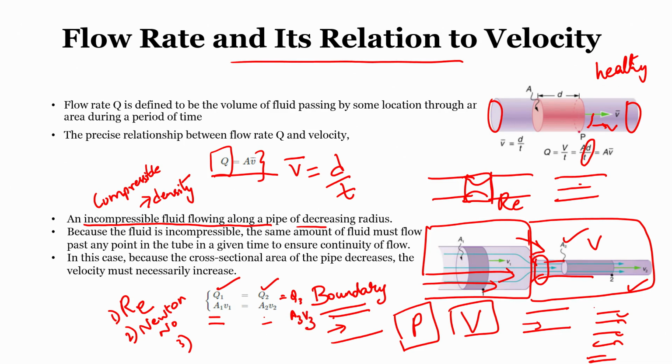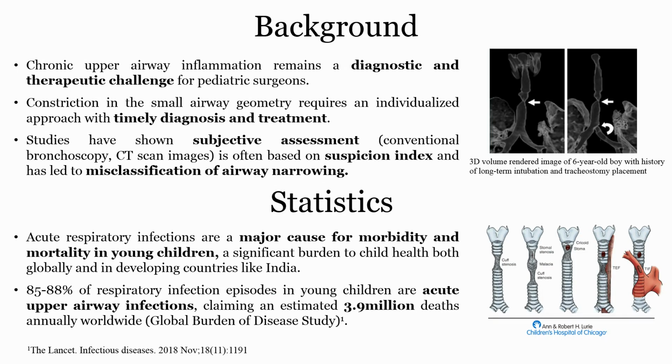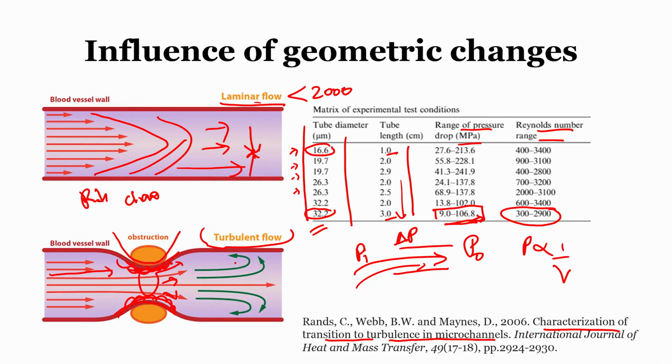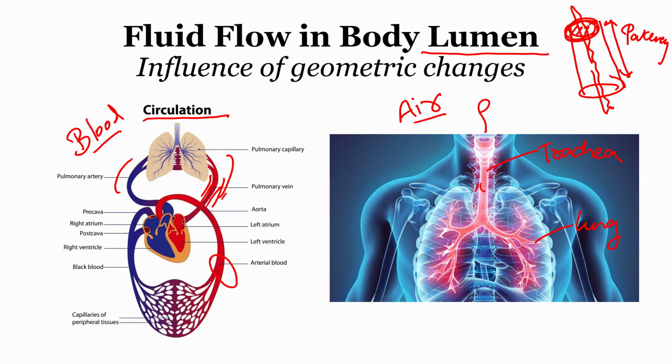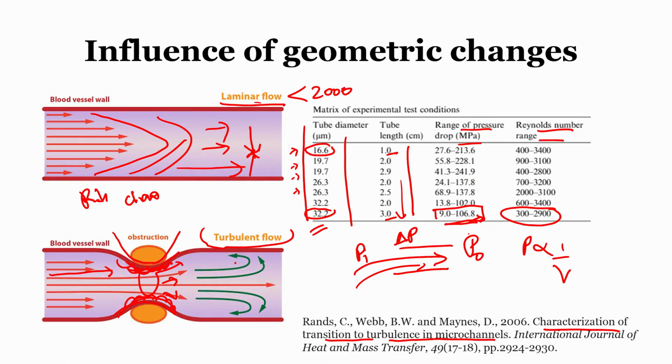So, in reference to Hagen-Poiseuille's equation and Bernoulli's equation, these equations are derived from the two laws. As you can see in this image, I was initially talking about two case studies. One is the fluid flow through the blood circulation system, and the other is the air flow through the upper airway. Now, what are the cases in which there is an alteration in the upper airway geometry?